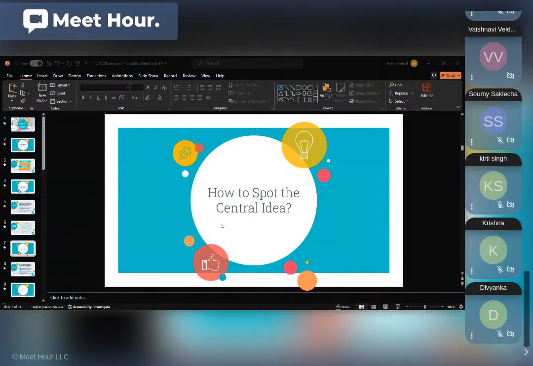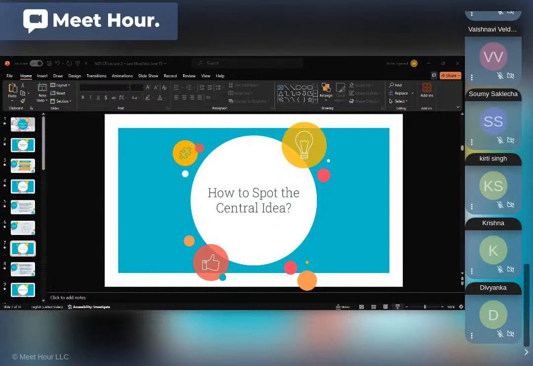Okay, great. Now I'm going to tell you a couple of tricks through which you can eliminate the wrong options, and it will increase your chances of spotting the correct central idea option. So keep a couple of things in mind. Whenever you're solving a central idea question, try to avoid extreme statements which start with only, all, none.